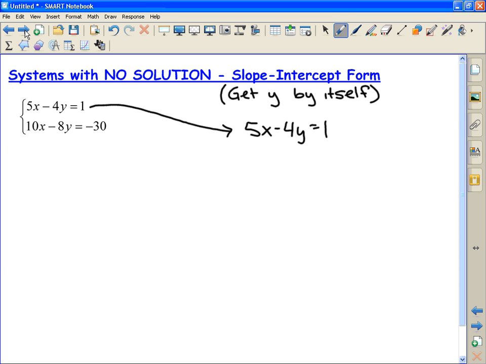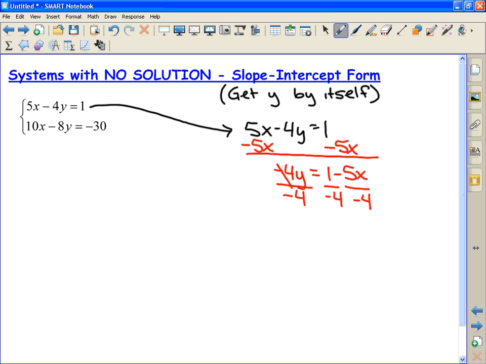So I need to move this 5x over to the other side. Since it's positive, I'm going to subtract 5x to move it over to the other side. So I have negative 4y, don't forget to carry that sign down, equals 1 minus 5x. And now I need to divide everything by negative 4. Every single thing. So my negative 4's cancel on the y, and I'm just left with y. I'm going to leave everything in fraction form. So I have negative 1 over 4, and a negative 5 over a negative 4 is a positive 5 over 4x. All right, so that equation, the y is by itself.